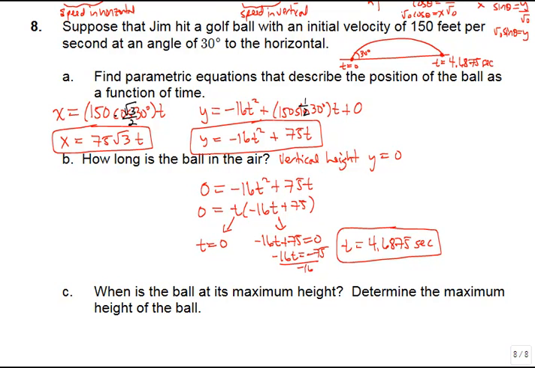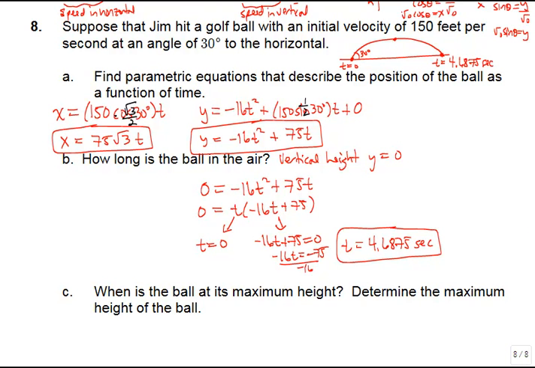When is the ball at its maximum height? And determine the maximum height of the ball. So if we want to know when it's at its maximum height, we're talking about this point right here. There are several ways that you can think about this. One way is to recognize that this y formula that we have representing our vertical position is just a quadratic. And because that t-squared coefficient is negative, it's a quadratic that points down. And if it's going to point down, then it has to have a maximum. And where does its maximum have to be? It has to be at the vertex.